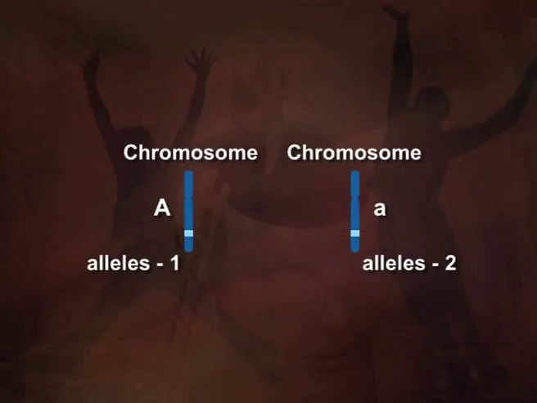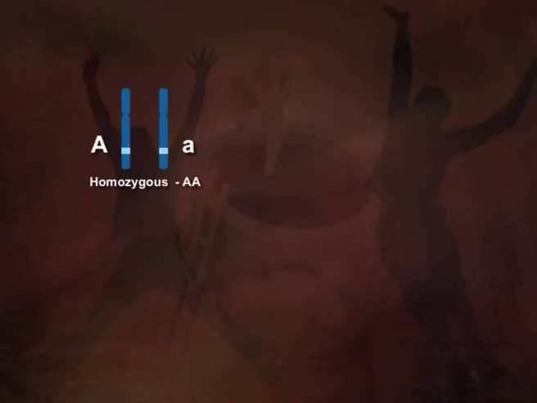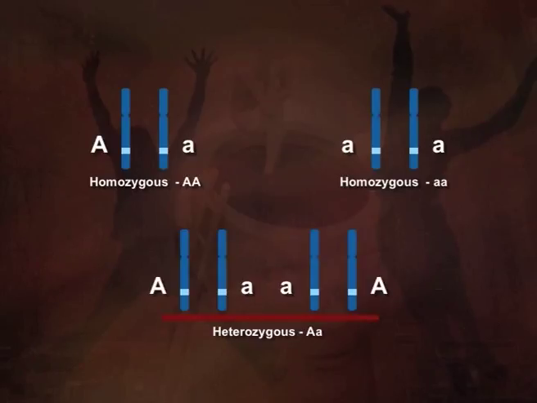If capital A represents the dominant allele and small a represents the recessive allele, the individual can have one of three possible combinations: homozygous dominant, represented by two capital A's, homozygous recessive, represented by two small a's, or heterozygous, represented by capital A and small a. When there is a combination of heterozygous alleles, the result may vary.